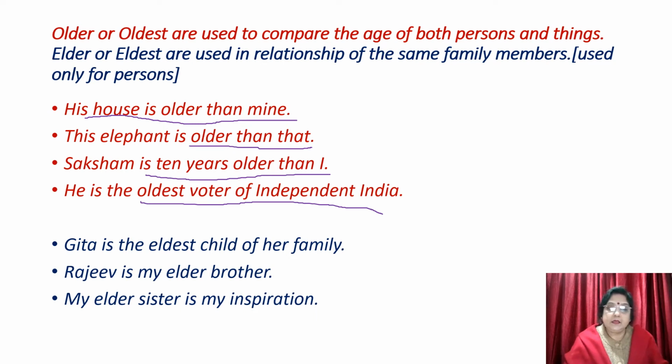Now let's see how we can use elder or eldest. Geeta is the eldest child of her family. Same relationships. So she is the eldest child of our family. Rajiv is my elder brother. Similarly, my elder sister is my inspiration. So we have used elder or eldest for relationships of the same family members, and it is only used for persons, whereas older or oldest are used for persons, comparing the age of persons or things.